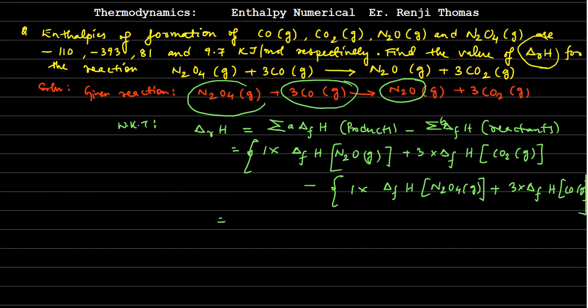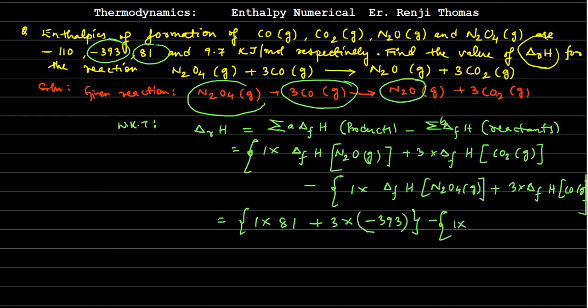Now what you have to do is simply substitute the given values in this equation. So you get 1 into, my dear students, what is N2O gas? You can see here N2O gas enthalpy is given, the third one, yeah, this one. So it is 1 into 81 plus 3 into, what is the enthalpy given for carbon dioxide gas? The enthalpy of carbon dioxide gas is given, the second one, right, minus 393. All right, and then you can put a bracket here, minus 1 into N2O4.